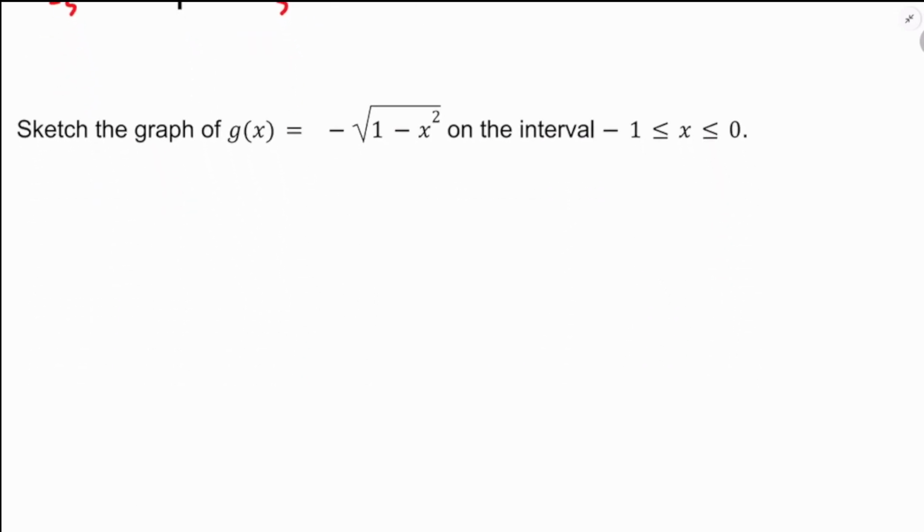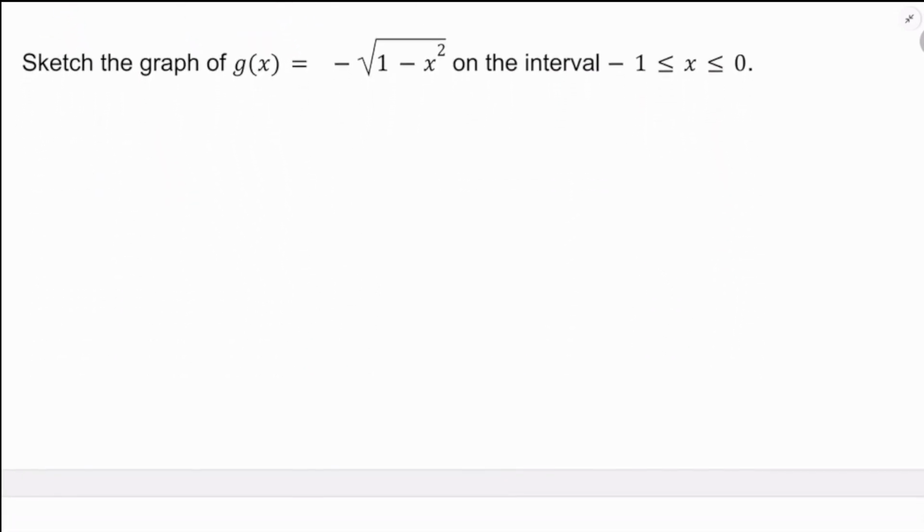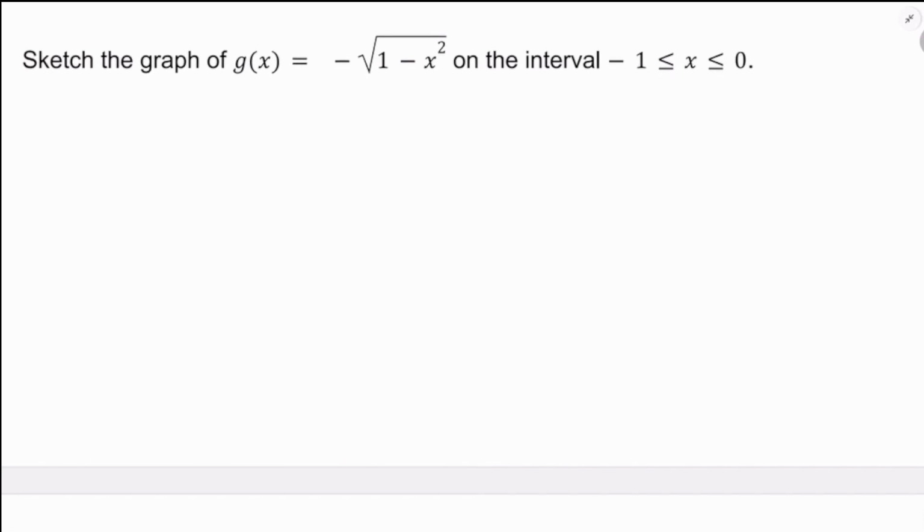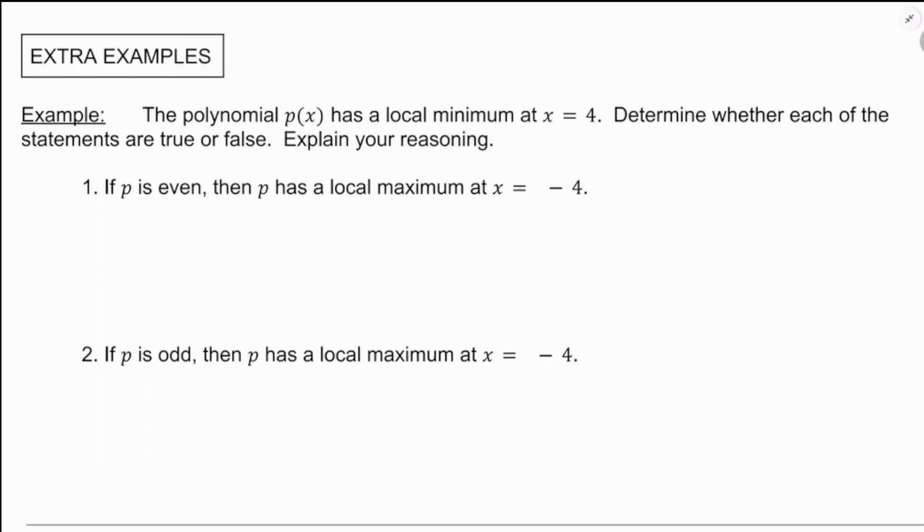And then over here, I'm going to have the negative square root of 1 minus x squared. That's going to be the lower half of the circle. It's going to have radius 1, but I'm only going to be interested in the part where x is between negative 1 and 0, so that would just be a quarter of a circle down there in the third quadrant. All right, that's going to be enough about the circles for now, and probably for the rest of the course. But let's move on and talk about some extra examples.